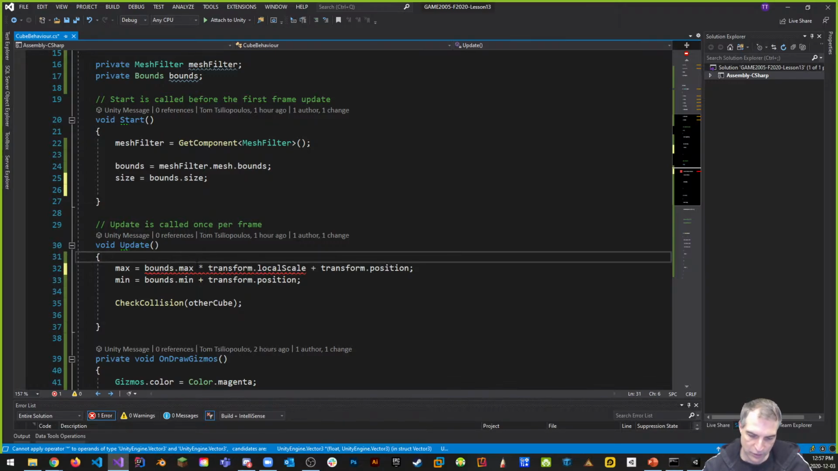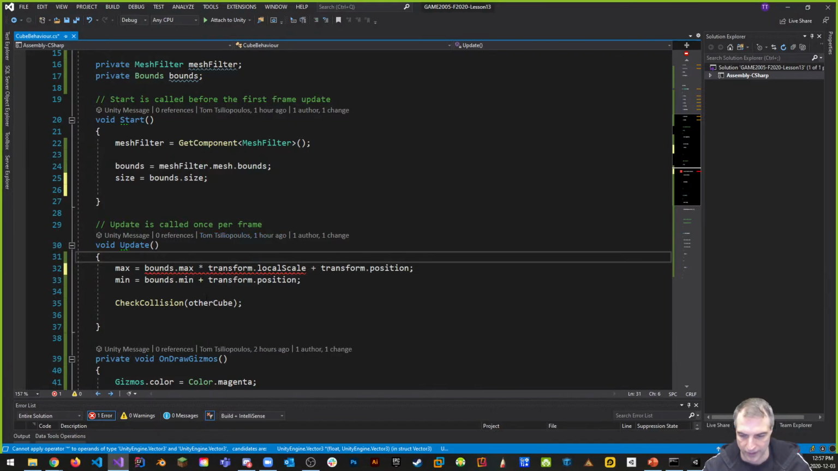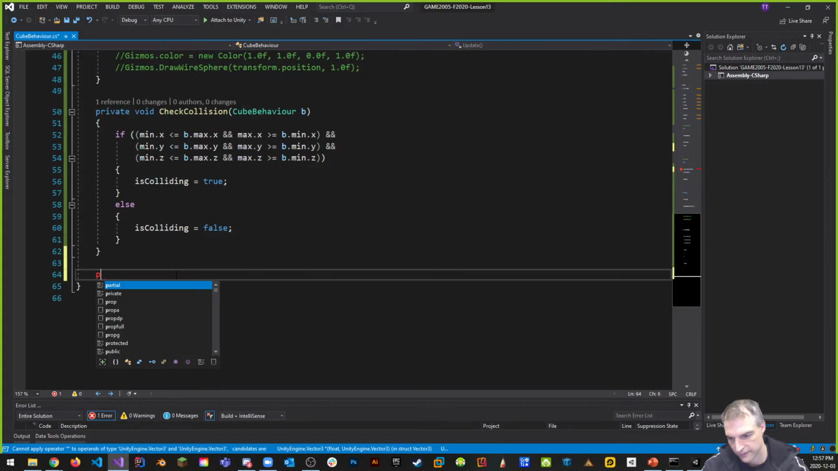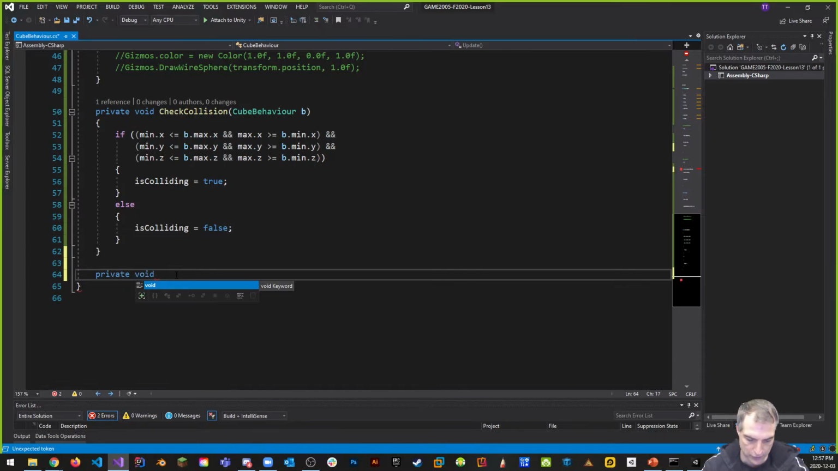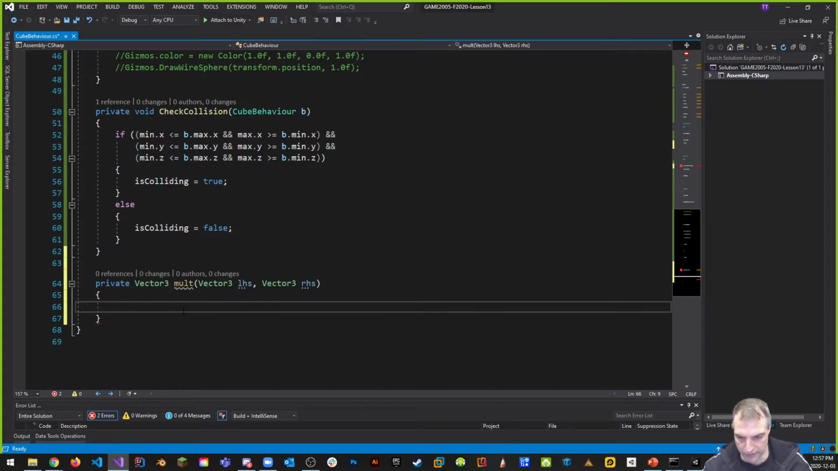That means it hasn't been overloaded. There isn't an operator like that to multiply between the two. I need a little helper function to multiply, so we're going to make one. Private. Actually, we're going to return a new Vector3 in this case. We're going to call it Mult. I'm going to take two vectors: a Vector3 which is going to be the left-hand side, and a Vector3 that's going to be the right-hand side. And what we're going to do is multiply them together.